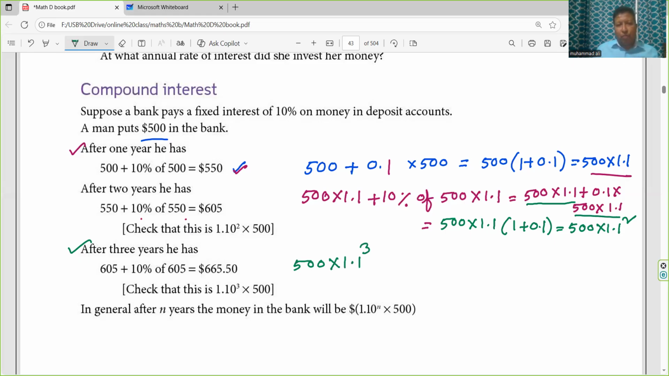In general, after n years, the money in the bank will be this 500, the principal, multiply 1.1 to the power n. So the formula for compound interest is A equals P times (1 plus r%) to the power n. Here P is the principal, r is the rate of interest per year, and n is the number of times, and if it is years, it will be years. So we have to use this formula.